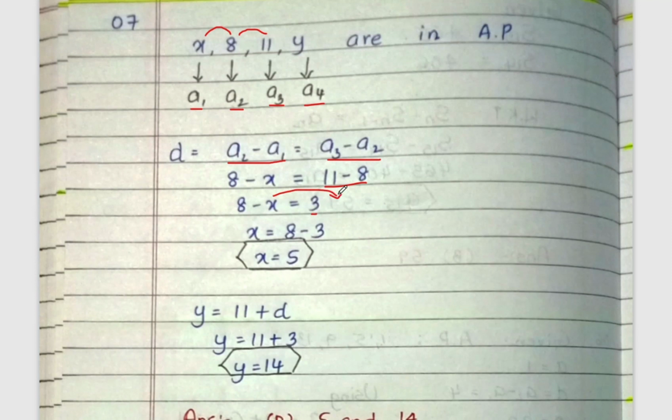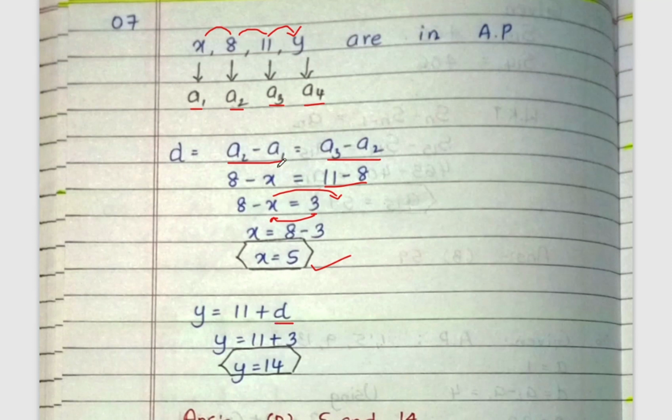Now, to find out the fourth term, add the common difference to the third term, that is y equals 11 plus d. d is a2 minus a1, that is 8 minus 5, which is equal to 3.